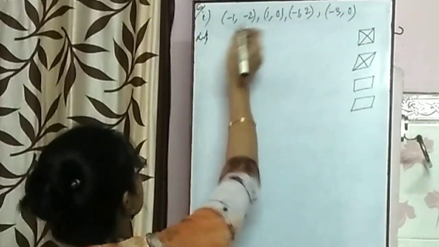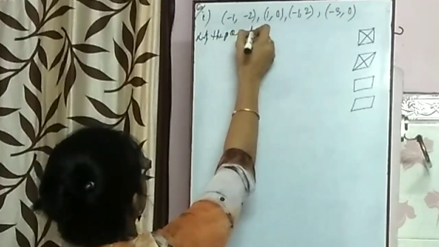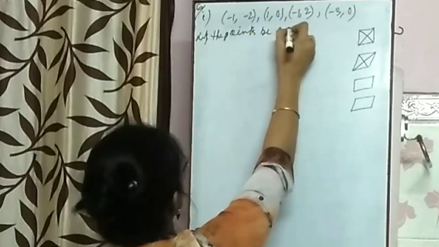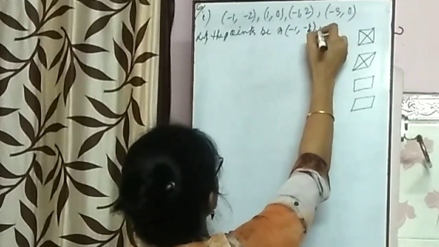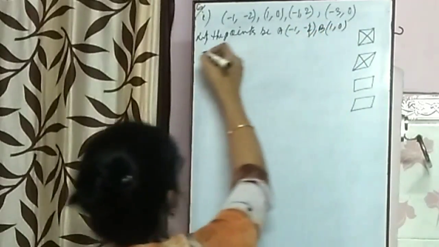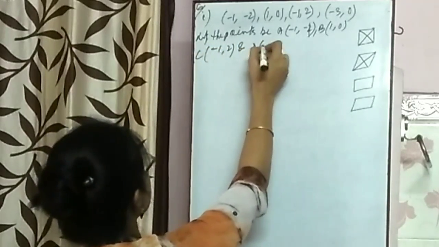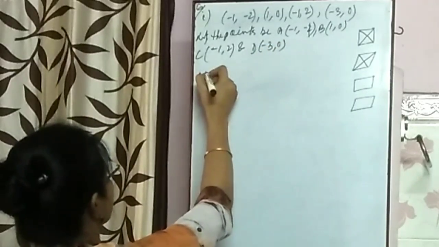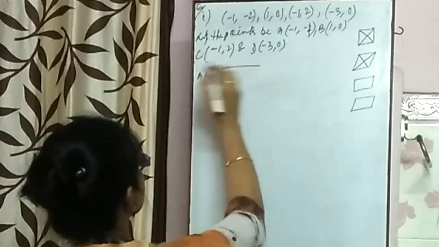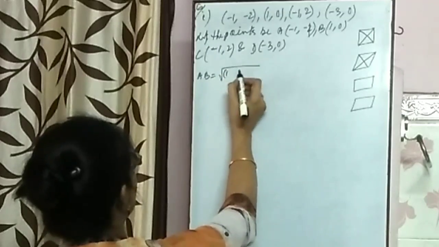Let the points be A, B, C and D. Now you go on finding. Now AB, insert 1 minus minus 1.